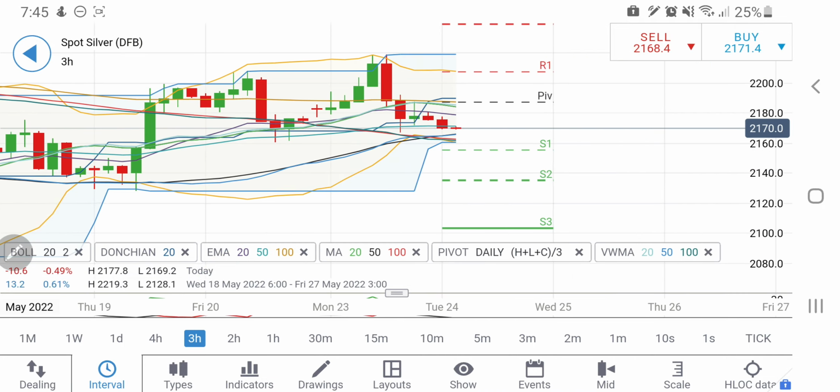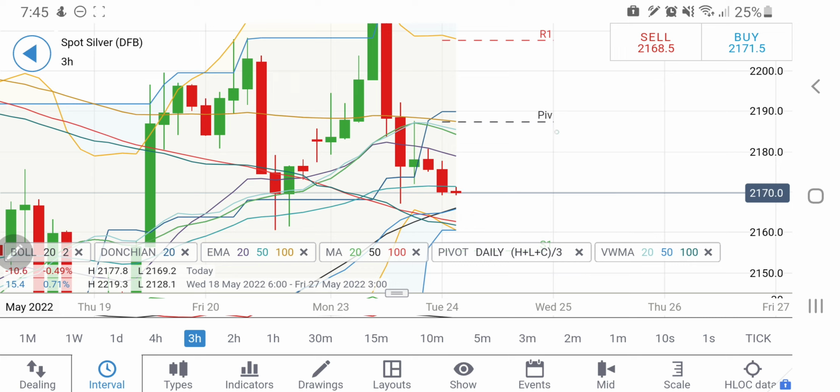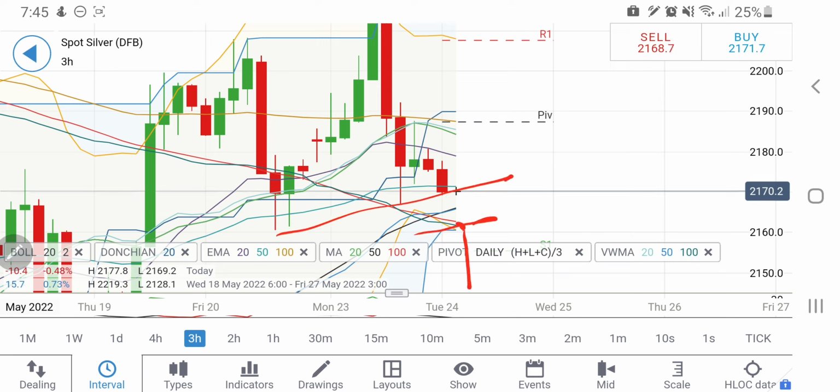Look at the 3-hour charts. So on the 3-hour chart, the support here at 2160 is strong. What it is trying to do, if it fails to sustain this level first at 2168 and then at 2160, if it breaks this level, one can expect that there is going to be more sharp bearish move here.